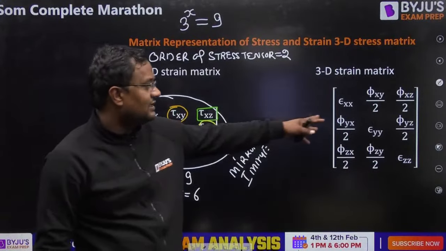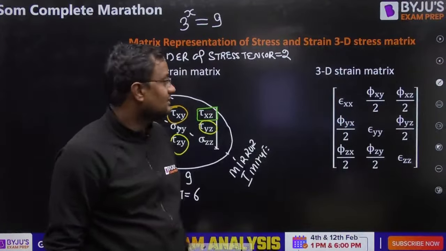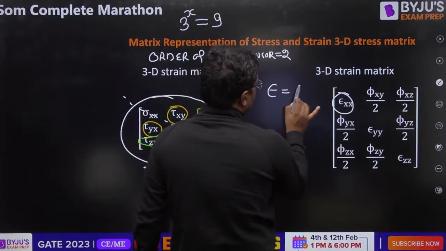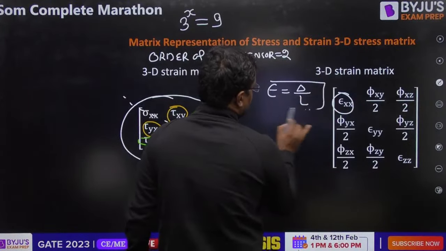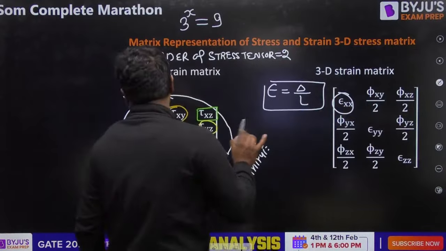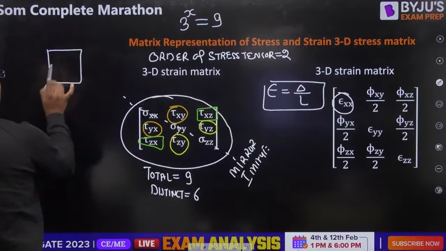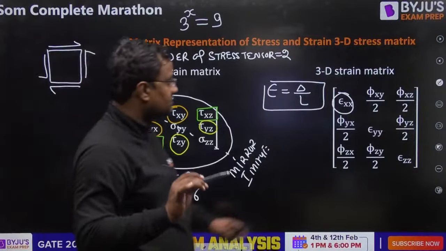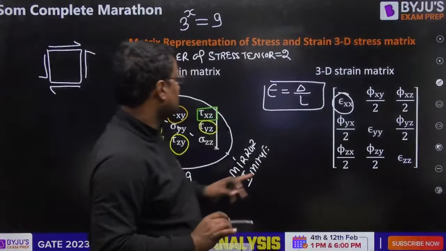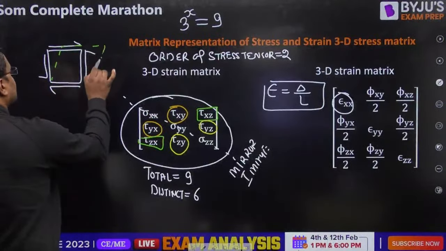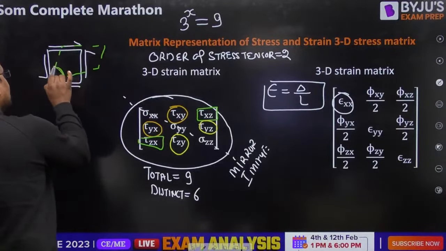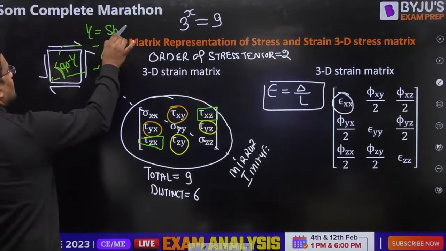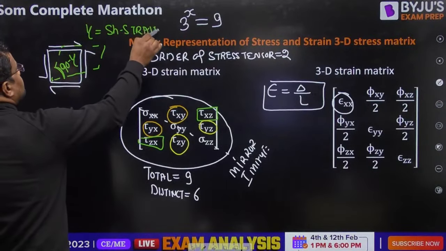Okay, and like this we have strain also. What is normal strain? Change in length by original length. What is shear strain? Suppose a lamina is like this and we are applying shear stresses. After application of shear stresses, it deforms something like this. Earlier the angle is 90, now the angle is changed by gamma. So gamma is the shear strain. This deformation, the change in angle, is shear strain.